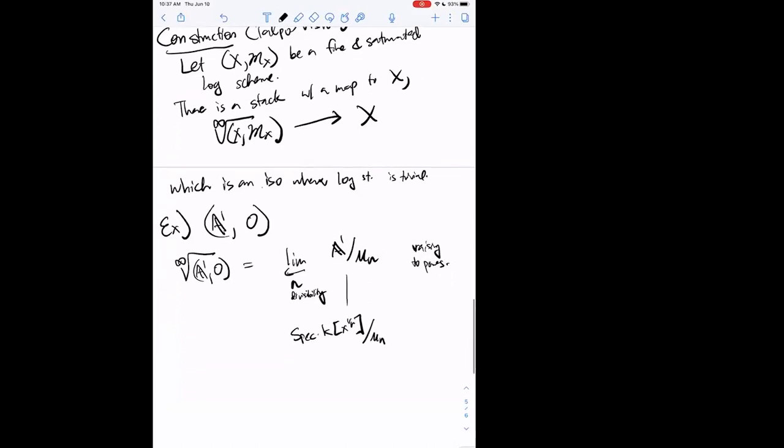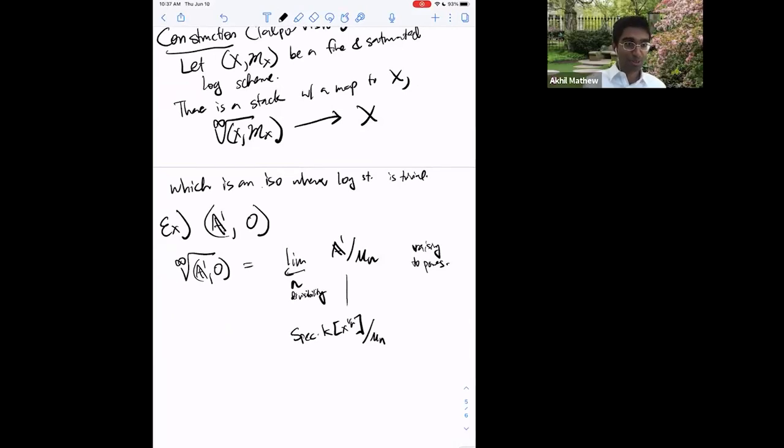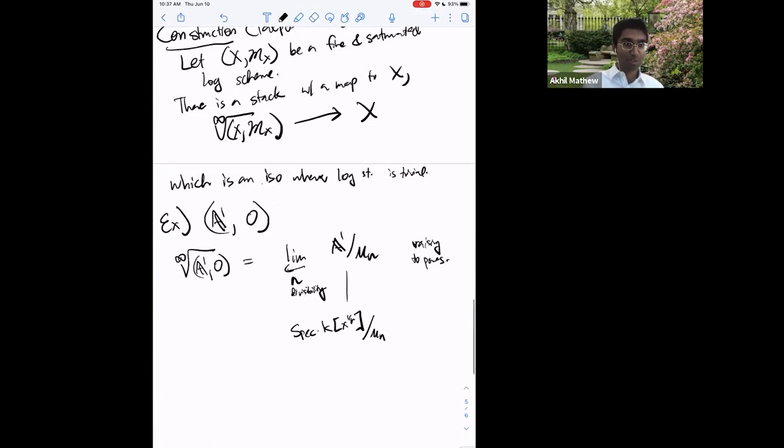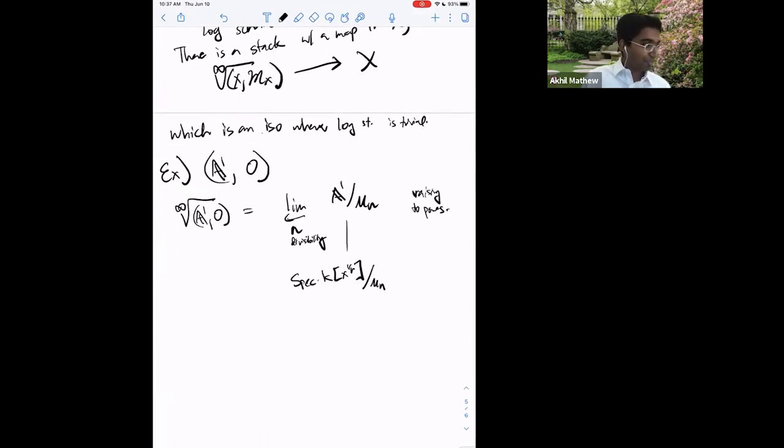How does this compare to the Kummer-étale site of X? Thanks for that question. I will come back to that in just a moment, actually. It's closely related. Let me just do two more examples. This example can be generalized.